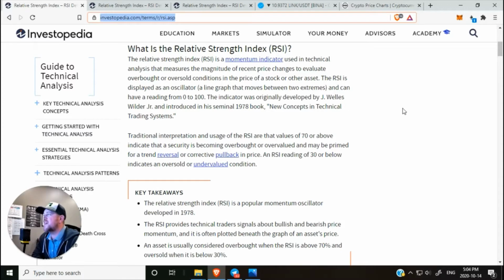So the RSI is displayed as an oscillator, which is a line graph that moves between two extremes. And I'll show you that in a second. It can have a reading from 0 to 100. The indicator was originally developed by J. Wells Wilder. Well, we don't need to go through that.